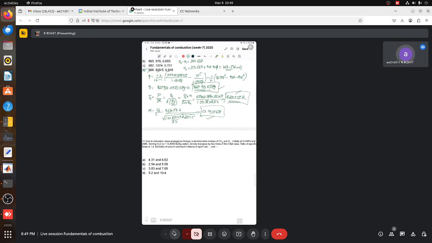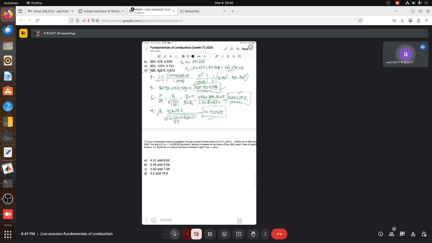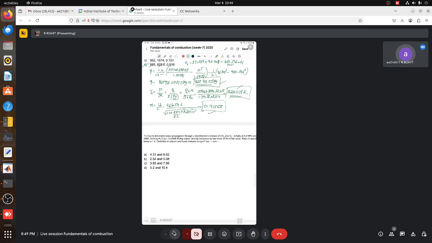Due to detonation wave propagation through a stoichiometric mixture of methane and oxygen, initially at 0.4 megapascal and 298 Kelvin, forming hot water, where heat released is 13.4358 megajoule per kilogram of water. Density increases by 2 times of the initial value. Ratio of specific heats is 1.4. The density of the unburnt and burnt mixture in kilogram per meter cube is the question.